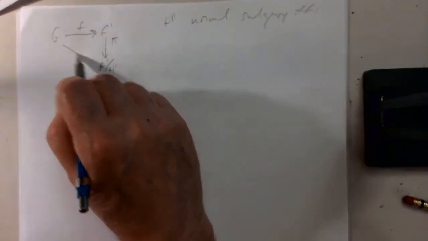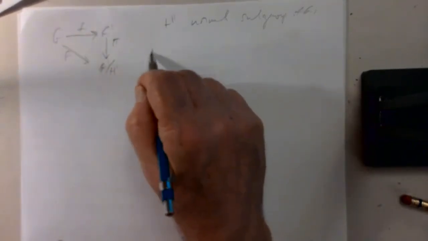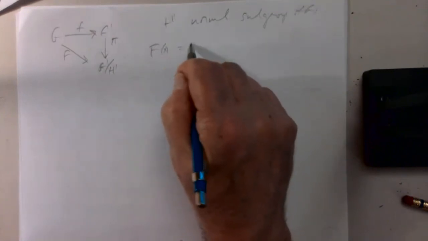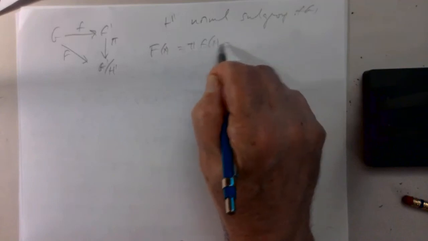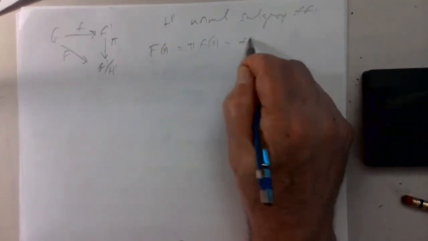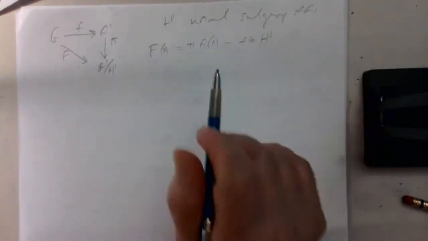And if you look at the composite of these two things, we can call that F. So F of an element X in G is equal to pi of f of X, so that F of X is in G prime. So this is the coset f(X)H prime. Right, that's what capital F of X is.